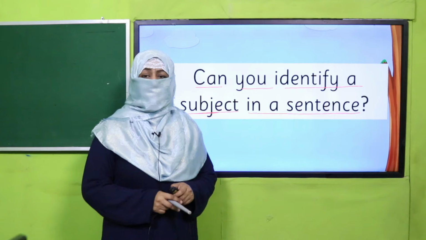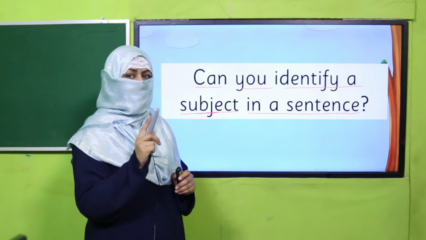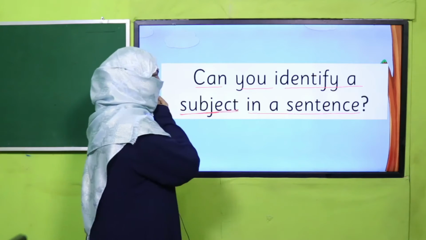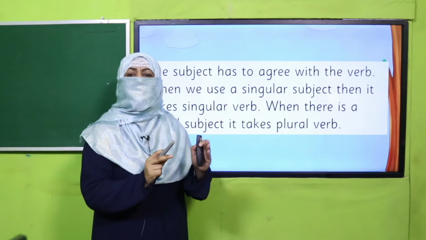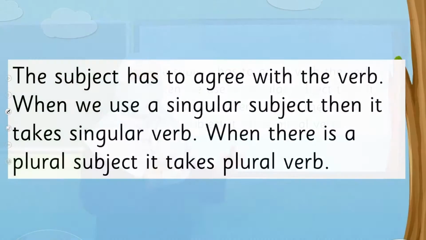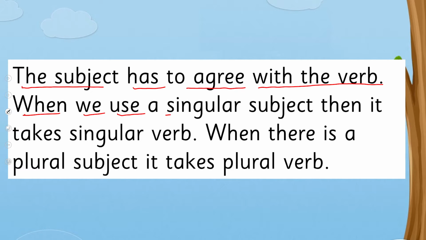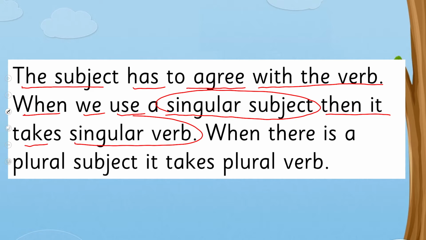Yes, my dear children, yesterday I explained in detail to you who a subject is. The one who does the verb. The one who does the actions, the one who does the verb is subject. And when we are writing a sentence, it's very important. The subject has to agree with the verb. When we use a singular subject, then it takes singular verb. And when there is a plural subject, it takes a plural verb.